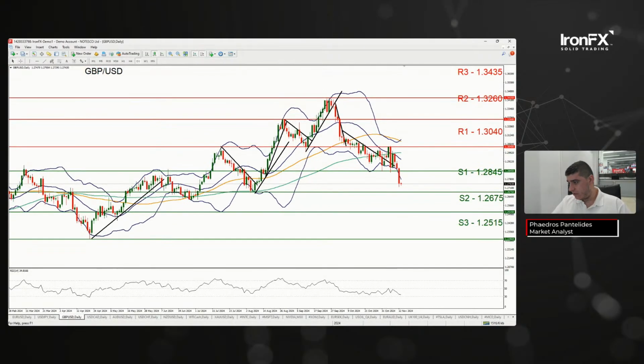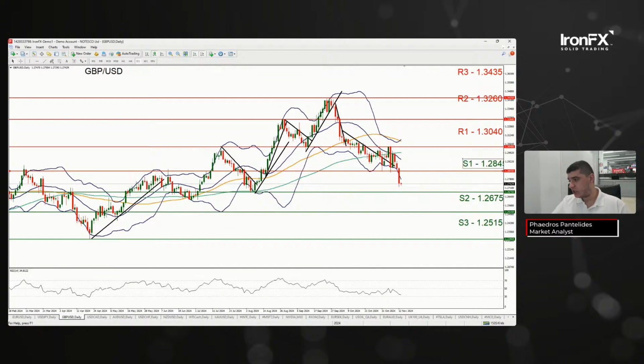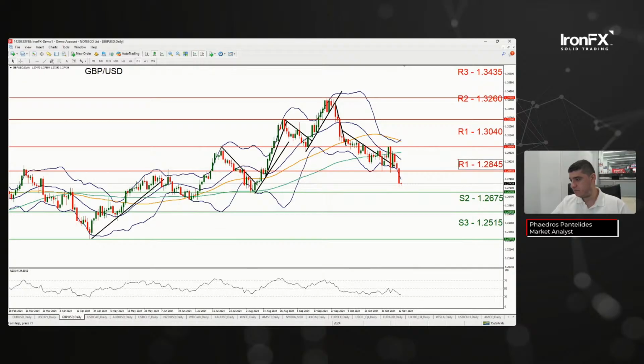Now, with the most recent price action having broken below that S1 level, it is support now turned to resistance. I'm simply changing the color of the line and the color of the text label to show to you that this is now resistance, something you probably have guessed yourselves.